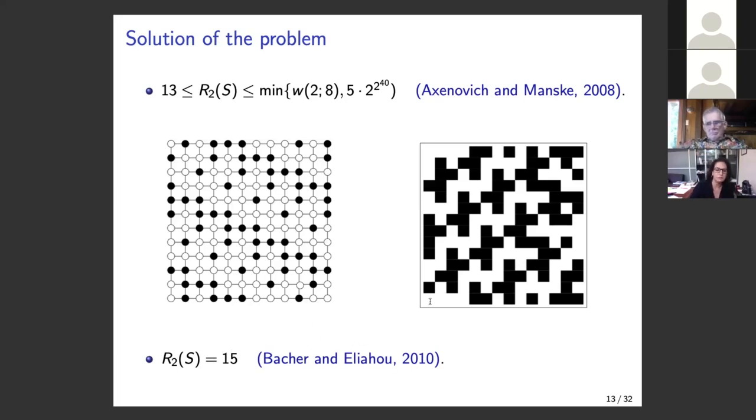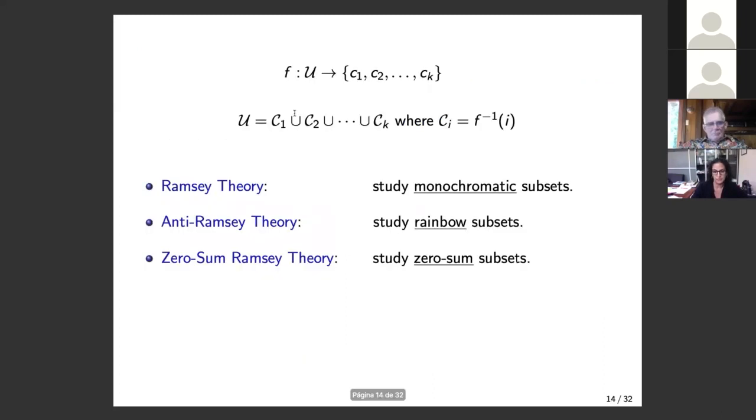The paper is beautiful. They use computing, but also very clever arguments in order to classify these matrices. So I really like the problem, and I thought, well, I'm used to working on some variants of Ramsey theory, named anti-Ramsey theory and, more recently, zero-sum Ramsey theory. So I thought, maybe I can study the same problem, in the same setting, with these variants. So let me tell you how this goes.